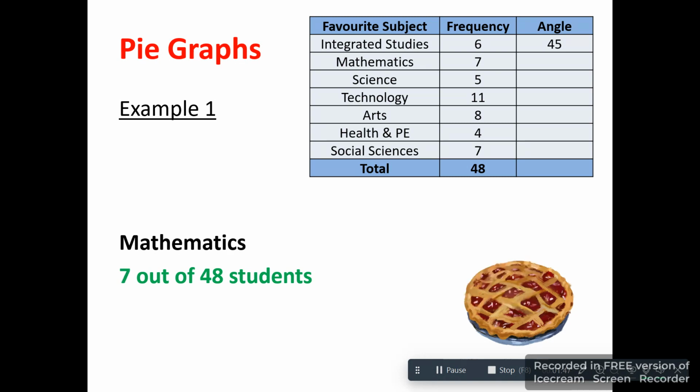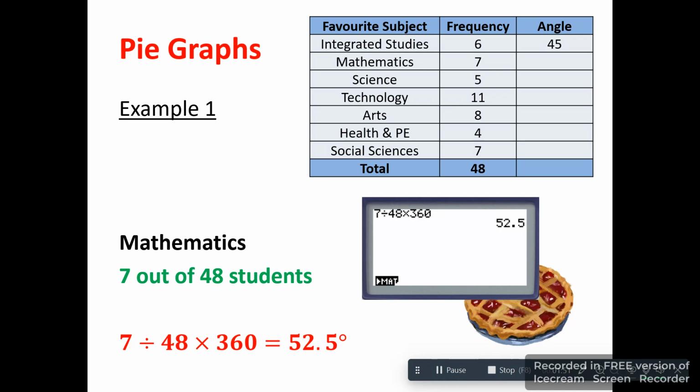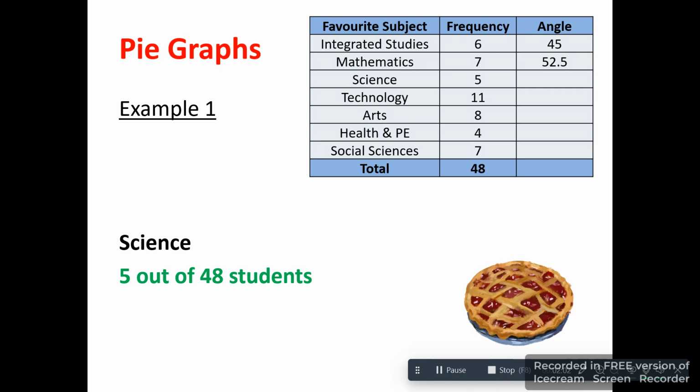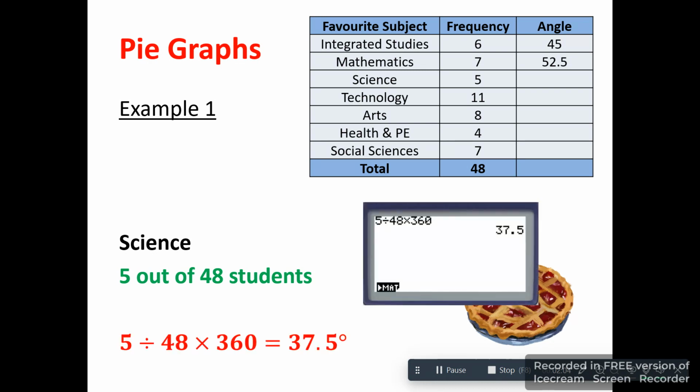Right, let's move on to mathematics. 7 people said that that was their favourite out of the 48. So 7 divided by 48 times 360, that gives 52.5 degrees as the angle for the sector for mathematics. We move on to science. 5 out of 48 said it was their favourite. 5 divided by 48 times 360 gives us 37.5 degrees for the angle for science.